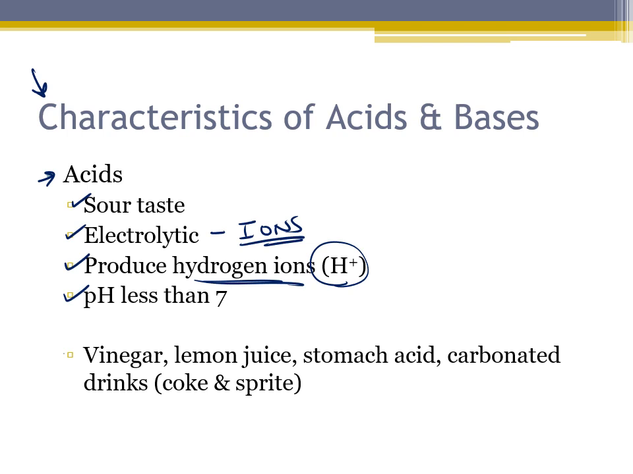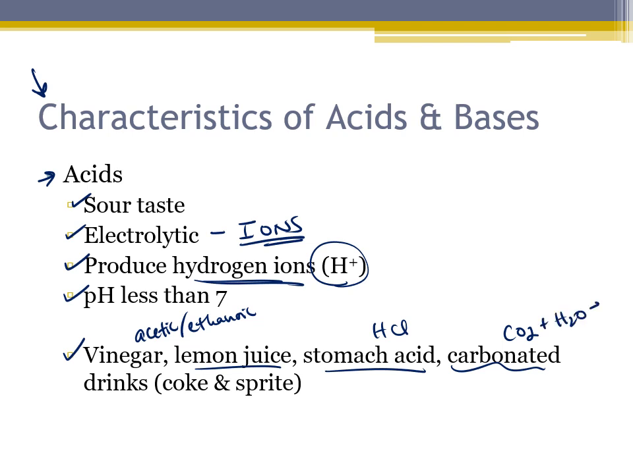7. Some examples of acids: vinegar, which is also known as acetic acid or ethanoic acid; lemon juice, which contains citric acid and ascorbic acid; stomach acid, which is hydrochloric acid. And then carbonated drinks. The carbonation comes from CO2 molecules, gas bubbles in the sodas. When those combine with water, we sometimes get carbonic acid.